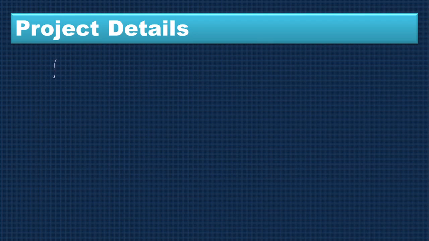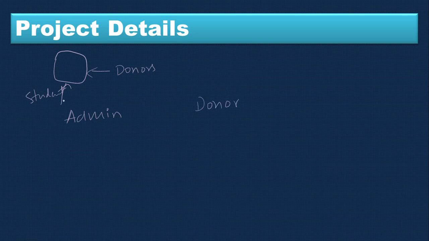Assume that this is the orphanage, where they take in students, our underprivileged children, and give education to them. For that they need money, and the money comes from donors. In order to manage everything, they require a dynamic website. So you can provide one admin module, a donor module for donors, and a student module for students.